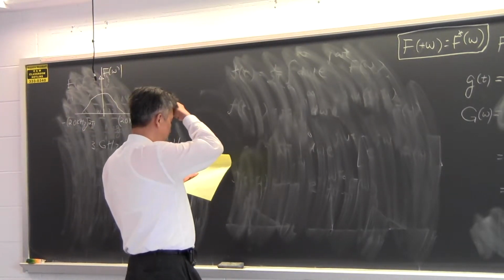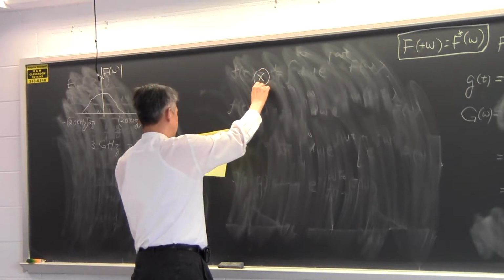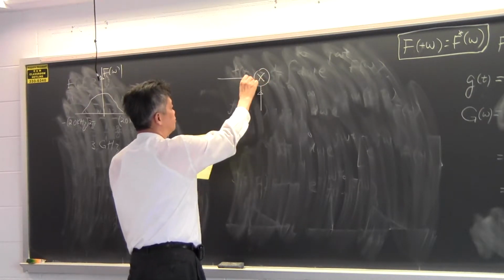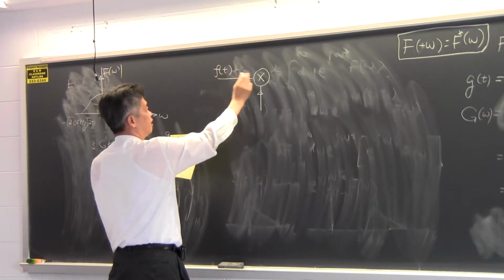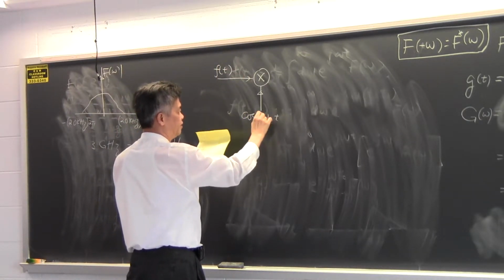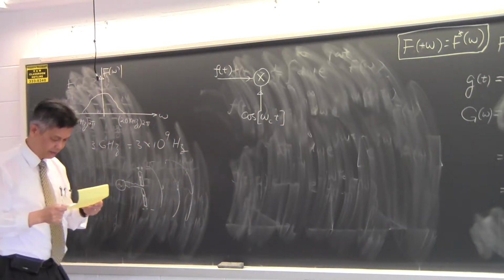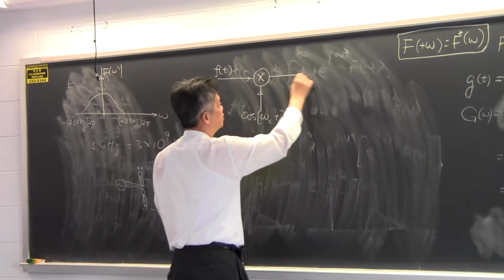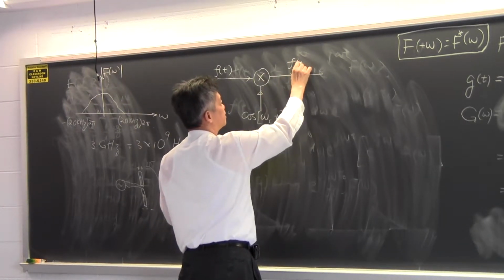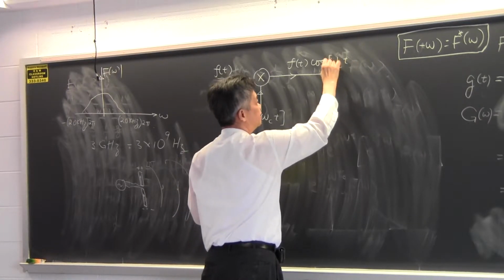And so the simple procedure of a modulation circuit is just this one over here. You have a voice signal coming in. You have a multiplier. You multiply by the carrier frequency. This is called omega c in the textbook. And out comes a modulated signal, which is cos of omega c t.